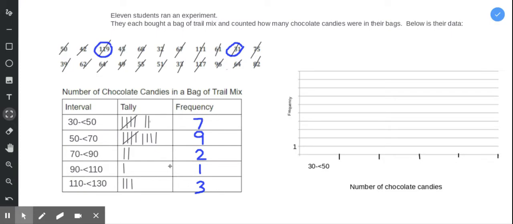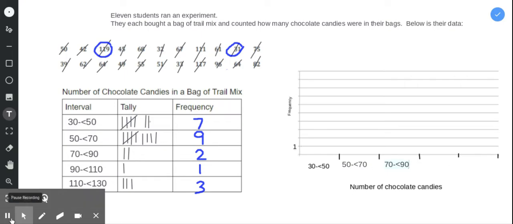Okay, once I have my frequency done, I'm going to come over here to where I'm going to put my histogram, which is very similar to a bar graph. The first thing I need to do is label my axis. So I have my number of chocolates down here. These are my intervals. So I have 30 through less than 50. My next one would be 50 through less than 70. I'm going to continue on, 70 through less than 90. And when I'm all done with that, I'm also going to add my frequency on my side.